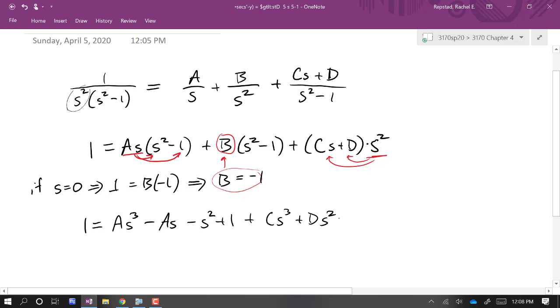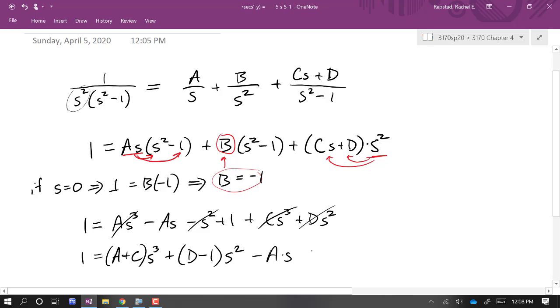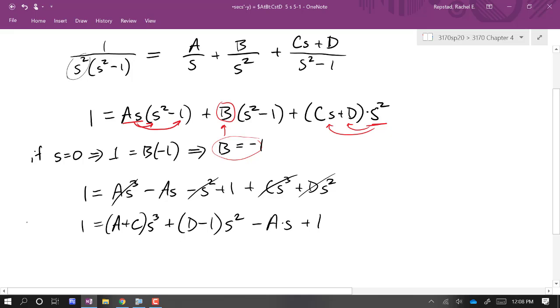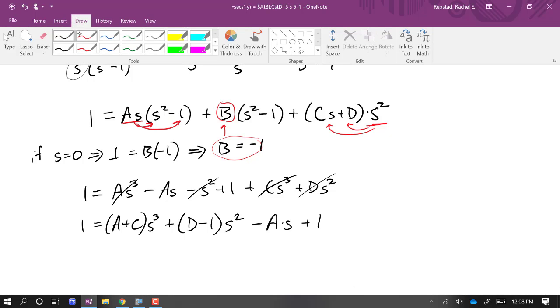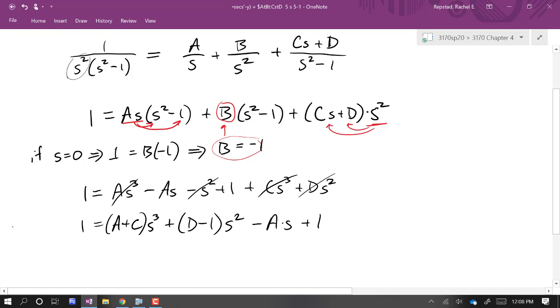And now I'm going to compare coefficients. So I'm going to gather my like terms. I've got an A plus C s cubed, that takes care of those two. And then I have a D minus 1 s squared, that takes care of those two. And then minus A times s plus 1. So I'm comparing the coefficients here. And on the left side I have a 0 s cubed plus 0 s squared plus 0 s, and then plus 1.